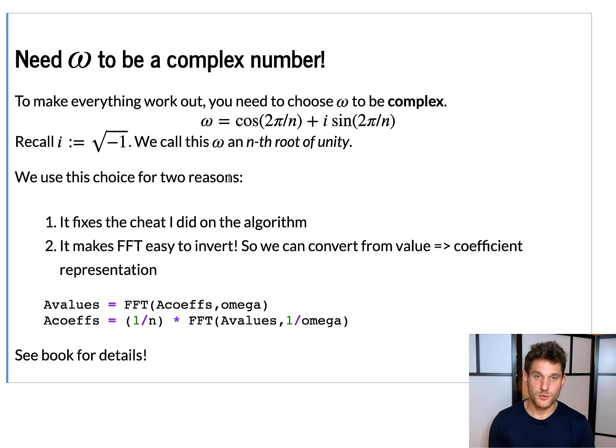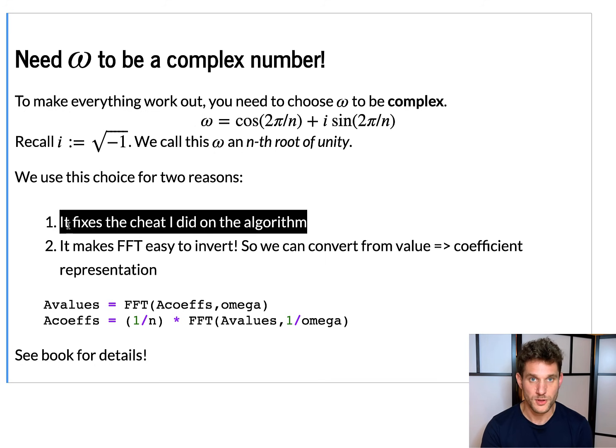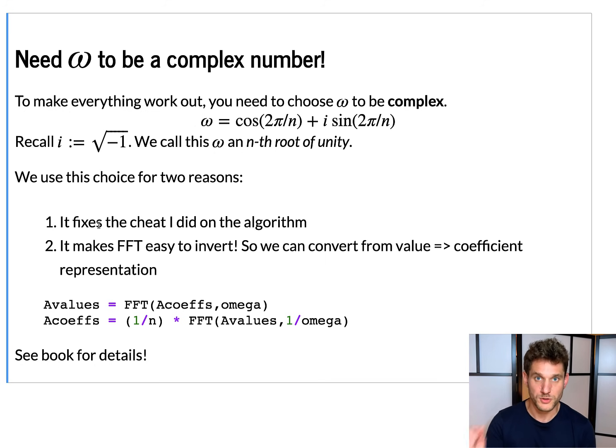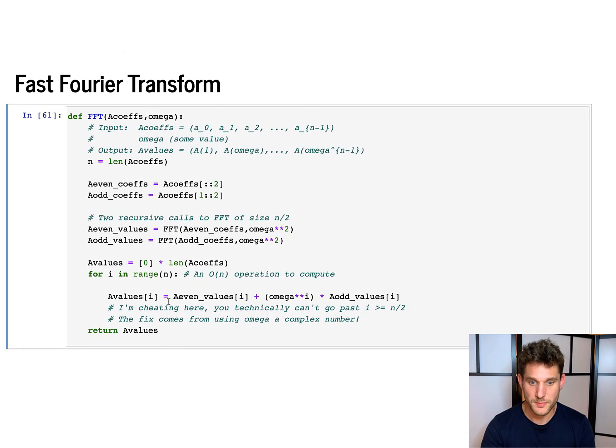Now, I don't want to get into the details of why we chose this particular value for omega, but it turns out it's actually pretty necessary, and if you read the book, you'll get a better sense of this. We did this for 2 reasons. One is that it actually fixes the cheat on the algorithm that I showed you on the previous slide. It tells you what to do once you get past the n over 2 value. On the previous algorithm, I had to cheat here because you actually can't call a even values of i when i is bigger than n over 2. Same thing with a odd values. It tells you how to fix that, and you just have to change this to a minus sign once you get past n over 2.